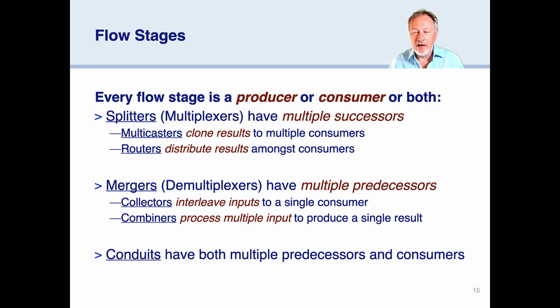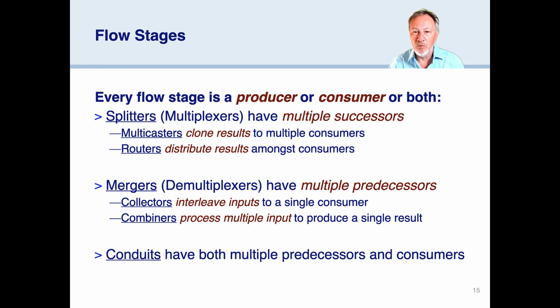Generalizing this, in any kind of data flow architecture, you have different flow stages. So every flow stage is either a producer or a consumer, or both. In a Unix pipes and filters chain, you just have sources and sinks and filters. But there may be more complicated data flows than simple chains.